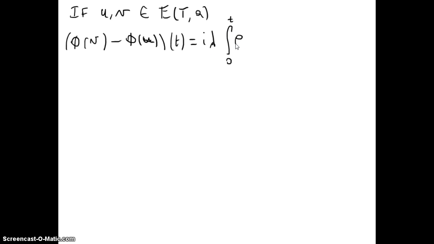Okay, in E T A. Okay, now if u, v are in E T A, we will have that phi v minus phi u at t is equal to i lambda integral 0 to t of e^{i(t minus t prime)} times the absolute value of v to the alpha minus 1 times v minus the absolute value of u to the alpha minus 1 u, all of this at t prime dt prime. Okay, here's a dt prime.